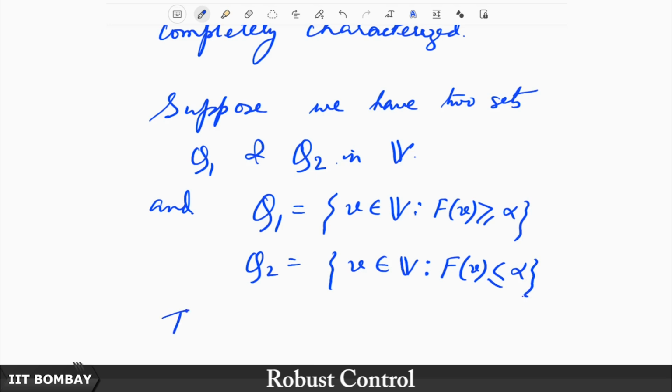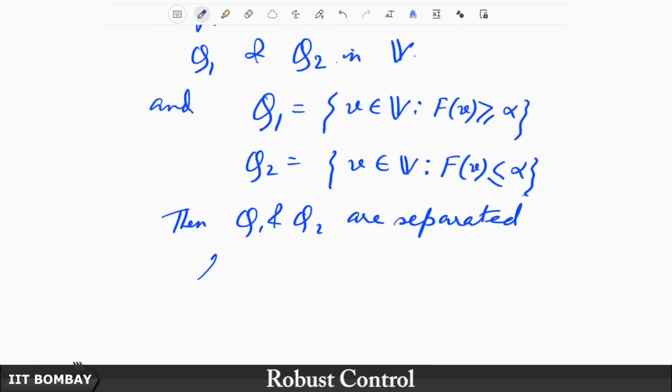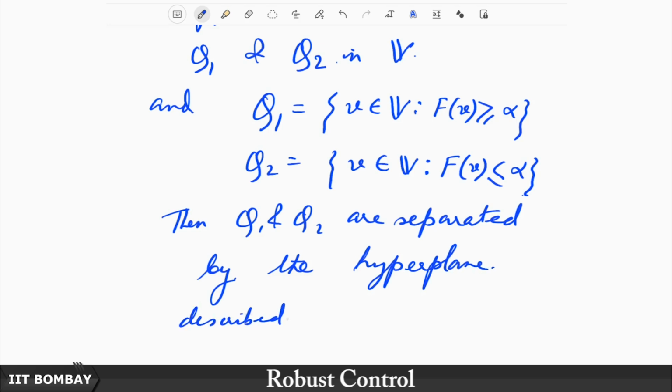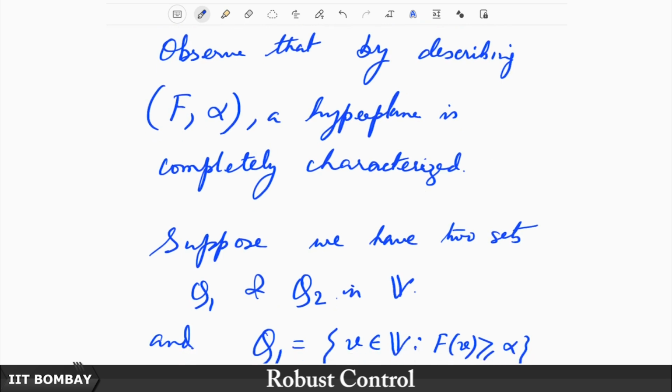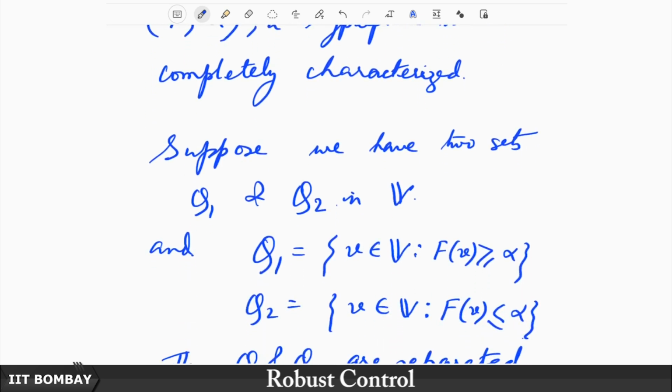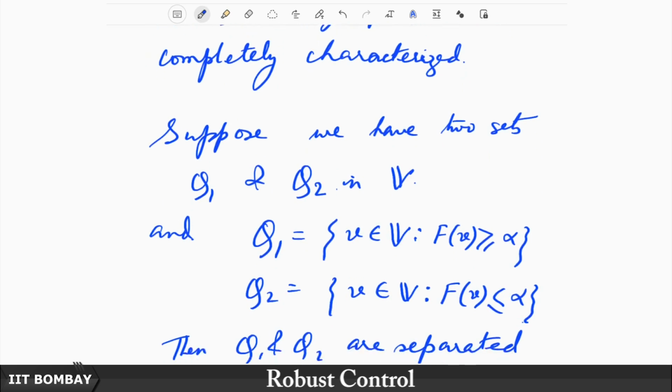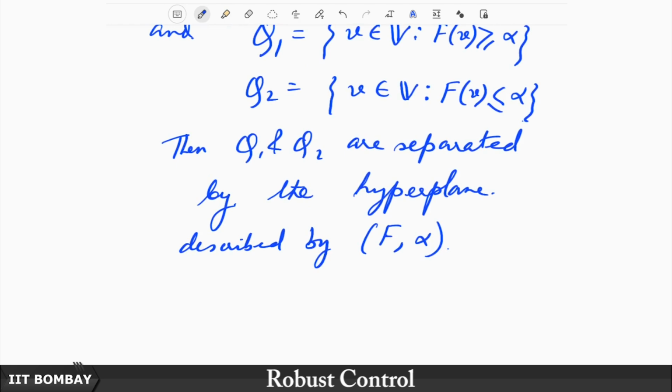So, then q1 and q2 are separated by the hyperplane described by the pair f alpha. Remember what is this hyperplane? f is not the hyperplane, neither is alpha the hyperplane. f is just a linear functional, alpha is basically what you are equating that linear functional to. So, taken together, this f and alpha, only then they define this hyperplane. So, do not make the mistake of thinking that f is the hyperplane, no, f is just the linear functional. So, do not get confused.